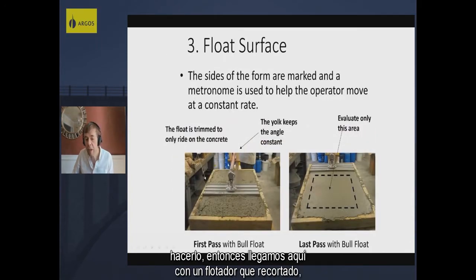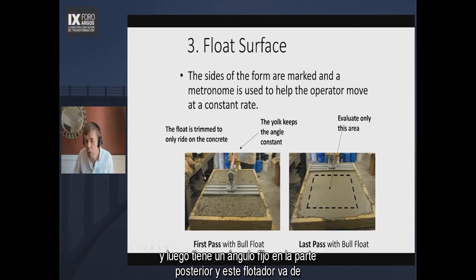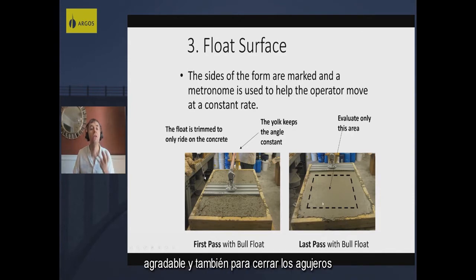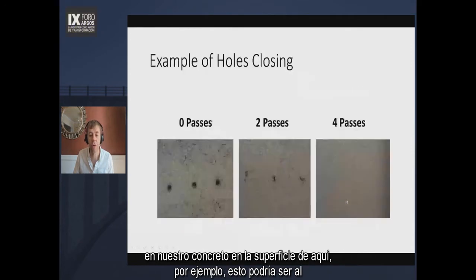So then we come in here with a float that's trimmed. See how it's trimmed? It only rides on the wood. And then it has a fixed angle in the back. And this float goes over, back, and forth. And we measure how many passes it takes to make a nice, smooth surface and also to close the holes in our concrete at the surface here.